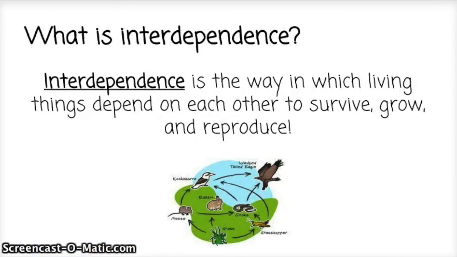First, what is interdependence? Interdependence is the way in which living things depend on each other to survive, grow, and reproduce. For example, in this diagram below, the grasshopper needs the grass to eat and to survive. And then next, the snake depends on the grasshopper to eat, and the eagle will eat the snake.